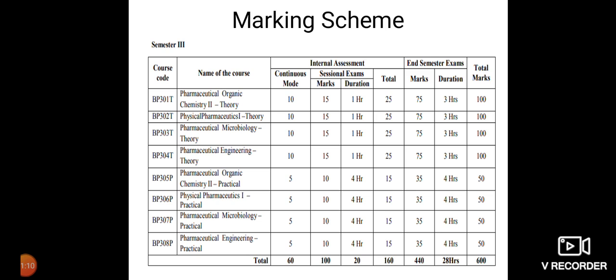Let's first see the marking scheme. So in pharmaceutical engineering practical you can see the course code is BP308P. There are two parts, internal assessment and end semester exam. Internal assessment is of 15 marks and end semester exam is of 35 marks. The total marks for PE practical is 50.